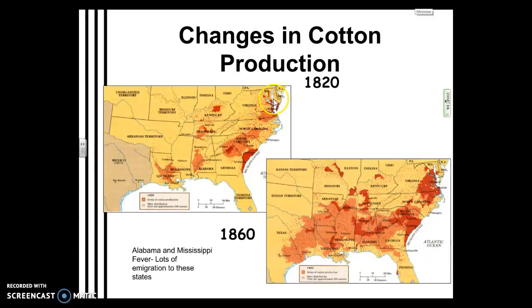So here you can see 1820 where cotton is being grown. This is in North Carolina, South Carolina, Georgia, a little bit down here in Alabama, and then in 1860. So we call this Alabama fever. Essentially, a lot of people rushed and moved to Alabama and Mississippi because they wanted to grow cotton. And so you saw a huge emigration throughout the South to the southern areas down here, because they wanted to jump on this huge cotton trend.